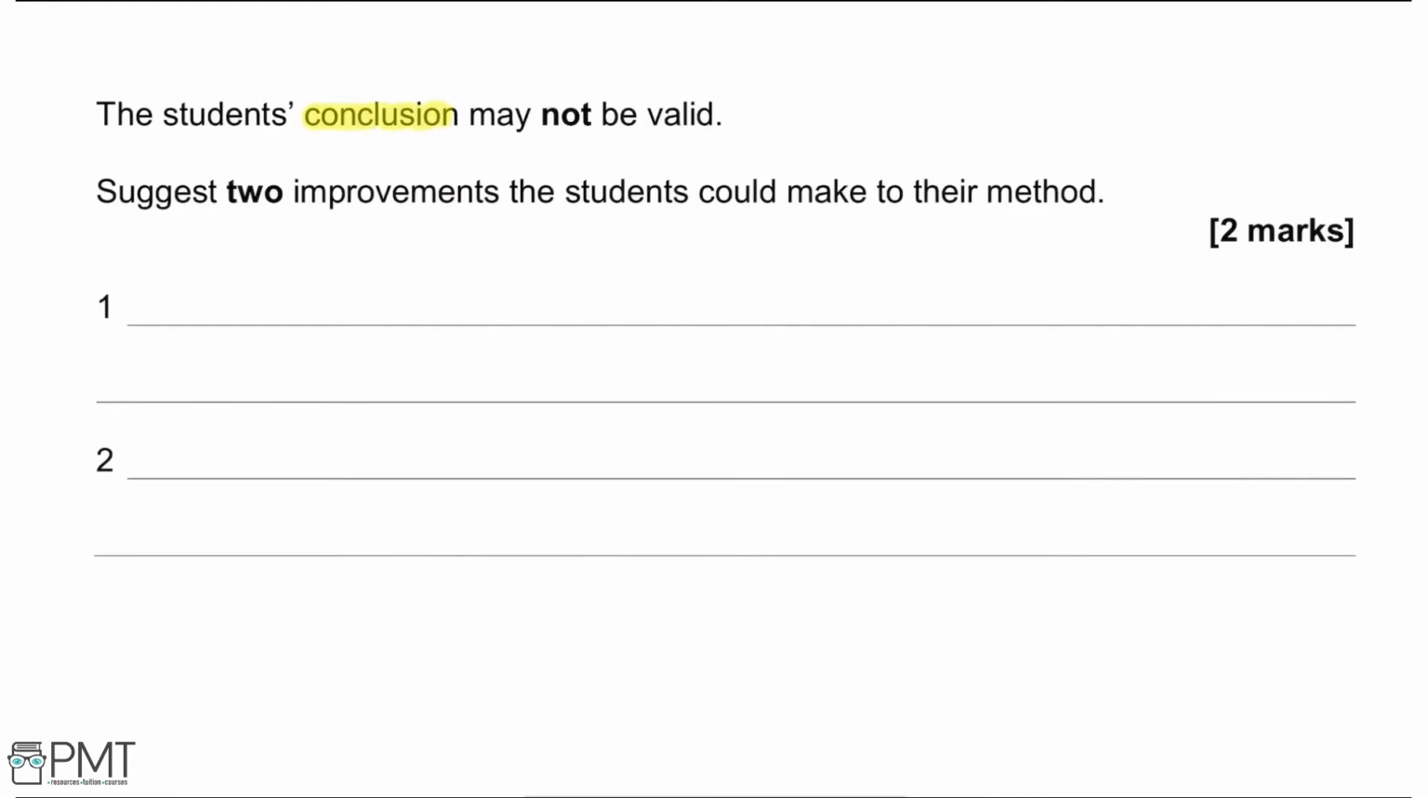The student's conclusion may not be valid. Suggest 2 improvements the students could make to their method. This question is worth 2 marks, so 1 mark per improvement. Well, they can carry out more repeats, so this gives them a better average. They can test more students, this gives a greater spread of data that applies to more people.